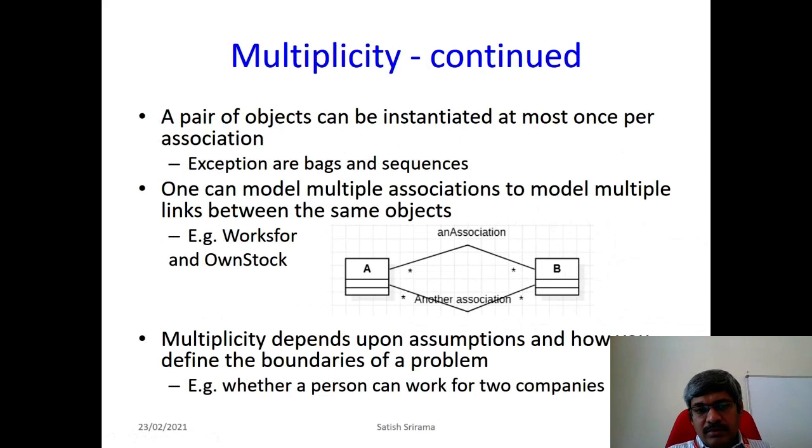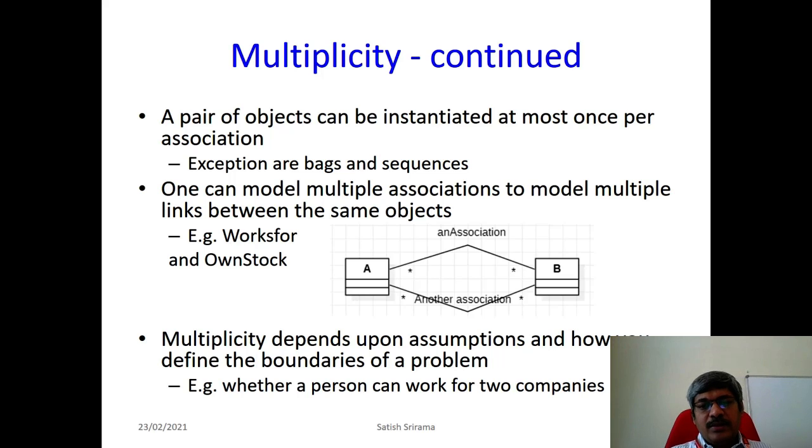Let's continue this multiplicity further. A pair of objects can be instantiated at most once per association. So remember this one. A pair of objects can be instantiated at most once per association. But then there are exceptions. Bags and sequences are exceptions, which we'll be discussing in the coming slides.